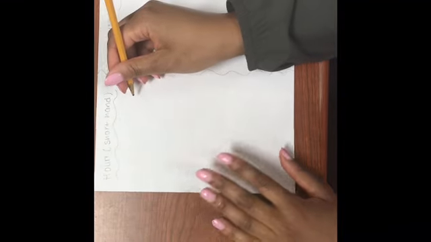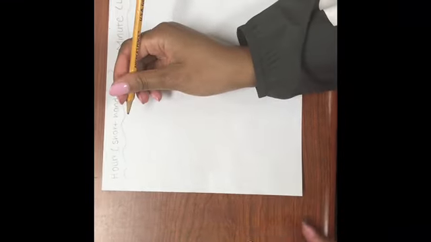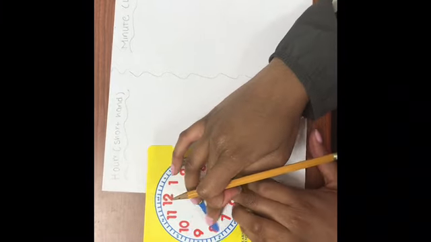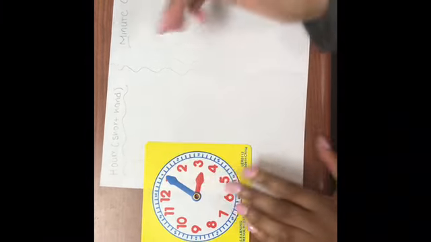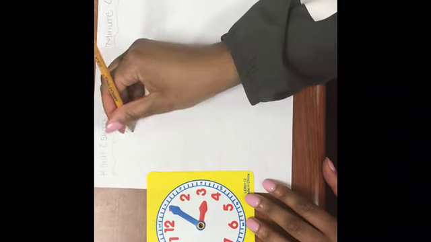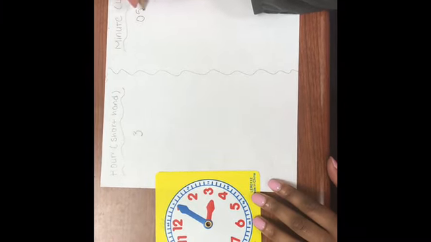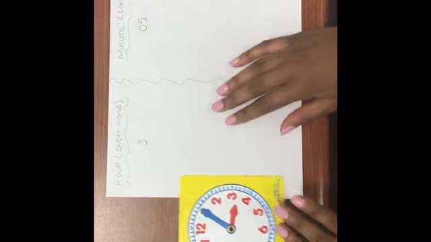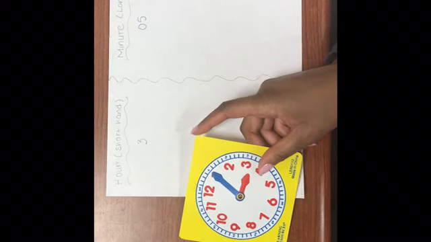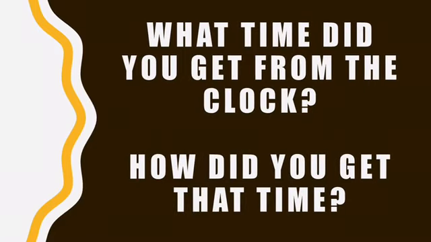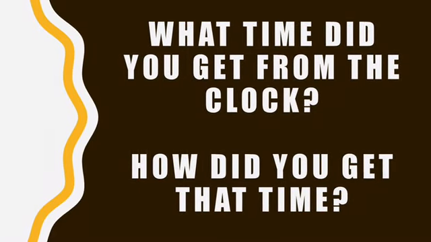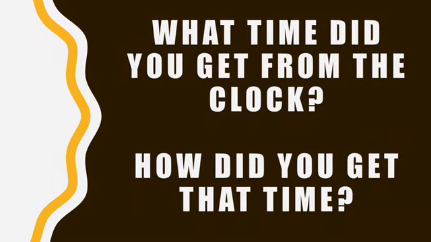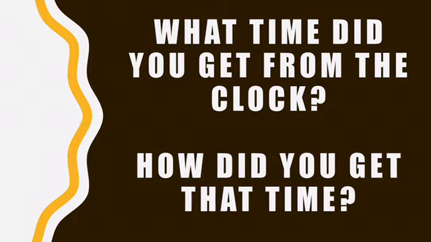For example, if I put the short hand on 3, the students will have to write down 3 in the hour section. And if I put the long hand on 1, the students will have to write 05 for the minute section. Putting it together, you will read 3:05. And they will continue to do a couple more of these and have open discussions that follow. The open discussions will consist of asking questions that helps the students check their answers, such as, what time did you get from the clock? And how did you get that time?